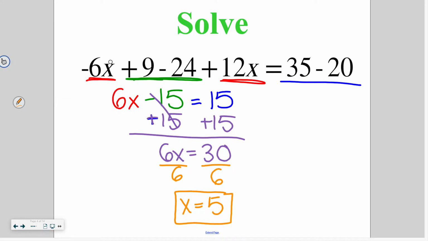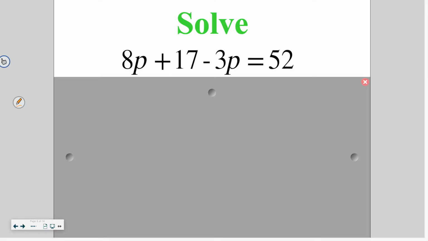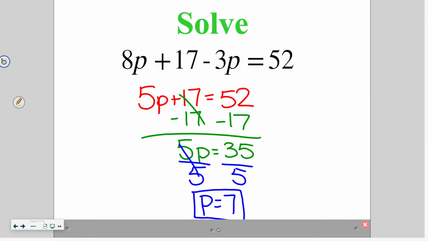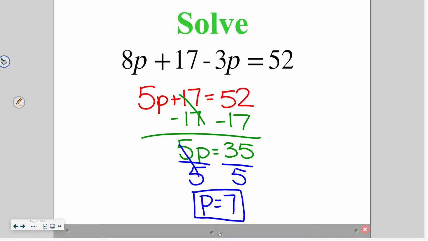If you wanted to be sure that you are correct, you can always take this 5 and plug it back into both spots where there's an x, and you will find that this is equal on both sides. Go ahead and try this one on your own. Combining our like terms, we get 5p plus 17 is equal to 52. Then using SAD-MEP, we find that p is equal to 7.